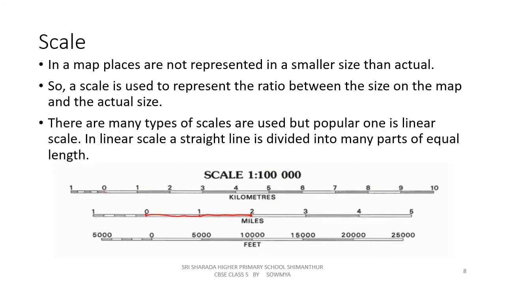If a place is 50 km in actual size, then we cannot show the actual size. So a smaller scale is used. If in a linear scale 1 cm is taken as 50 km, then every 1 cm in the map represents 50 km of actual size. Altogether, scaling is used to show bigger places as a small place in a map.